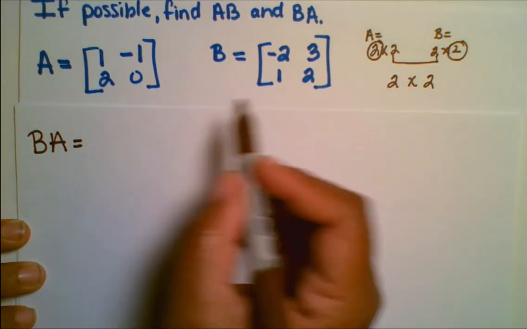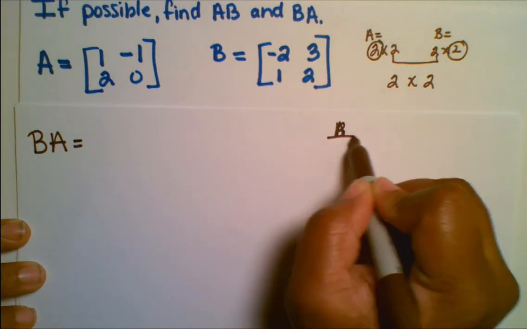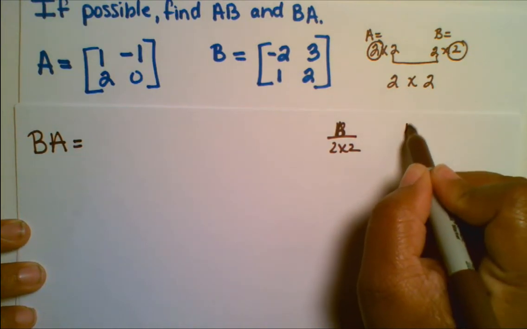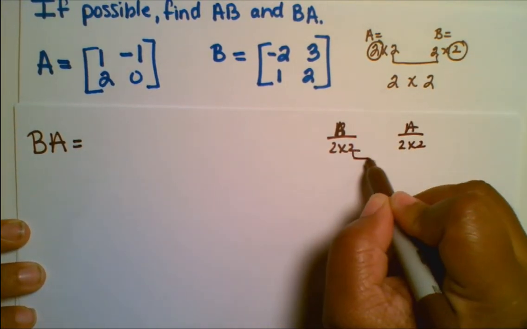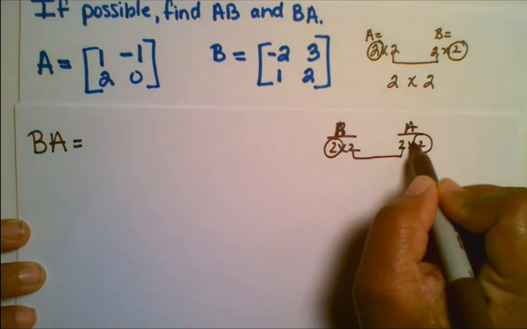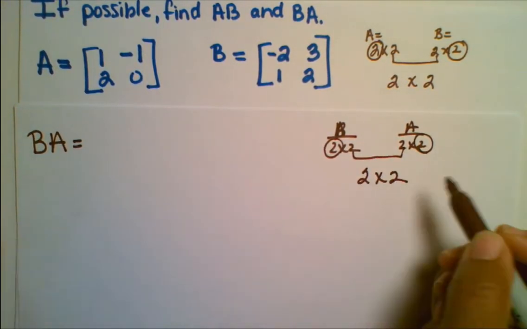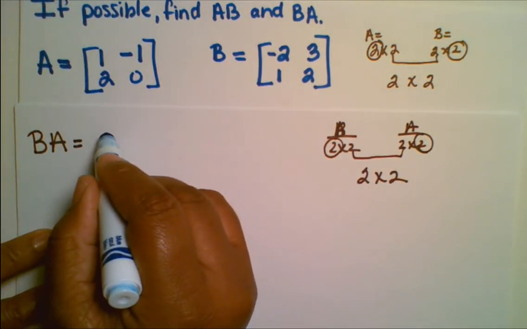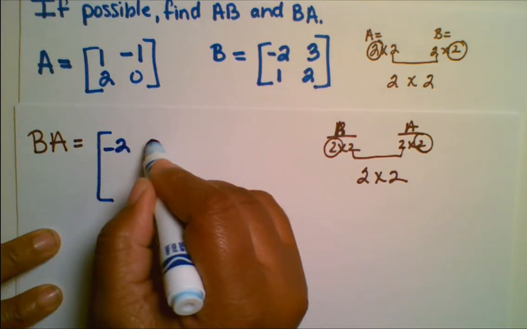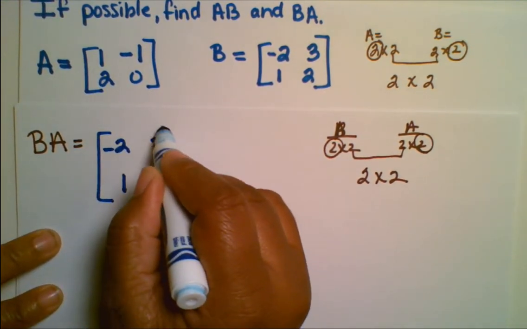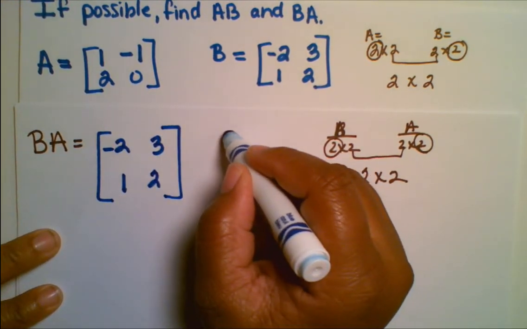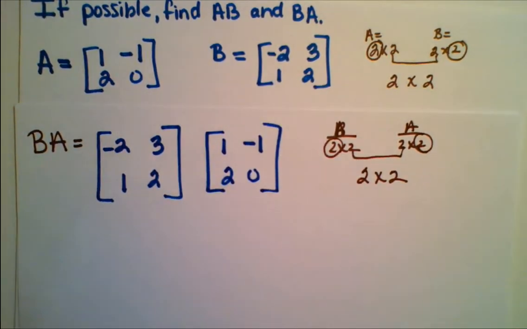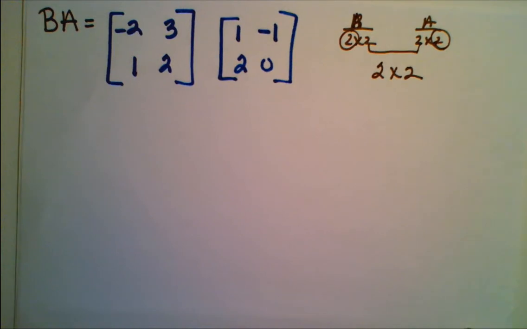Here again, the dimensions for B are 2 by 2, and for A are 2 by 2. These are equal, therefore our dimensions at the end will be a 2 by 2. Let's write this out here. Here is B: negative 2, 3, 1, and 2. Here is A: 1, negative 1, 2, 0. We're going to multiply those together.